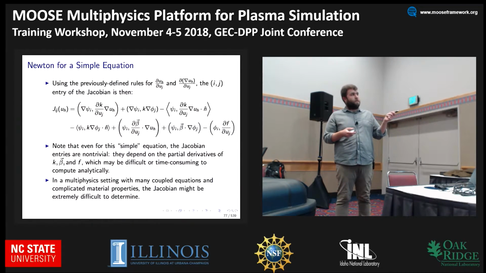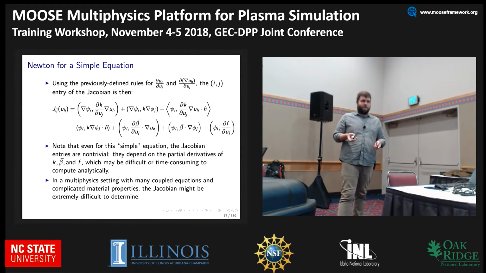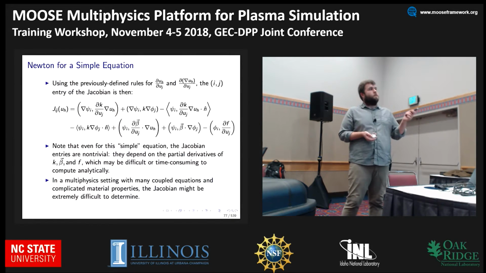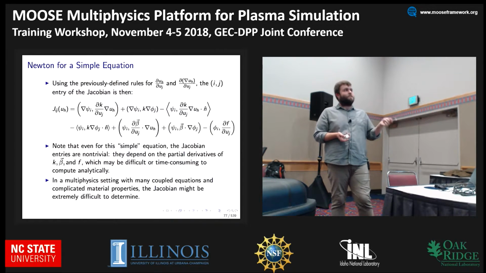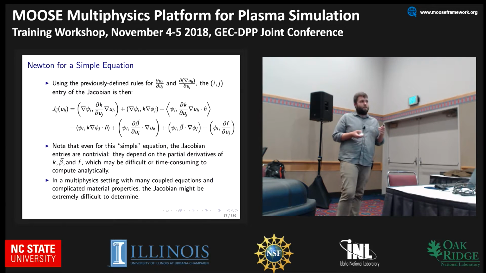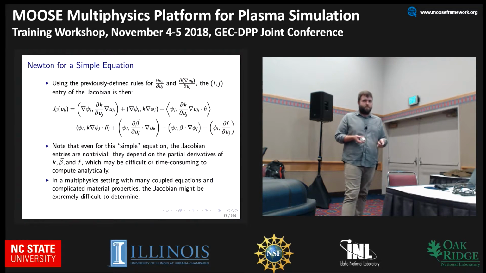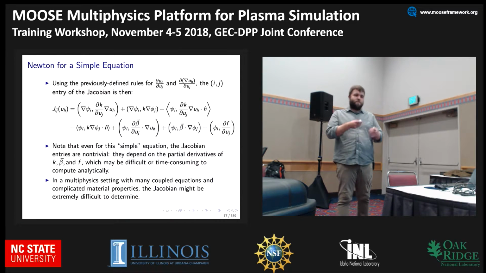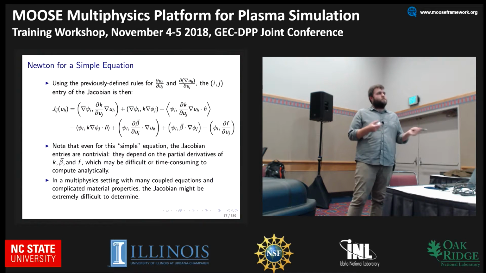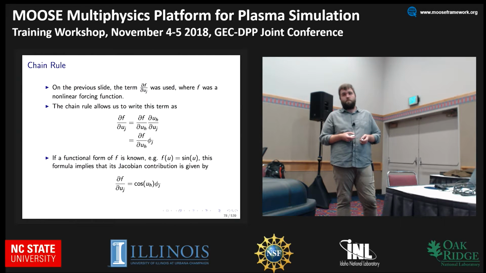Like I said, they depend on the partial derivatives of all of these, which could be difficult or time-consuming to compute analytically. So the method is, we don't need to calculate this Jacobian, though you can turn on full Newton and use the Jacobians that you calculated. Or you can precondition by finite differencing your residual statements in order to calculate a Jacobian internally to Moose, and you can use that to solve your problem as well, or to precondition. There is also a damped version of the Newton method.